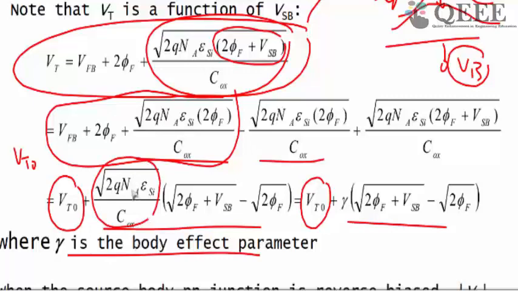This depends upon the substrate doping as well as COX. For example, if the substrate doping is very large, that means the sensitivity to the substrate bias is very large, and the same is true for COX. If you recall, COX is epsilon ox by T ox. So for thicker gate oxides, the substrate sensitivity is very large, and the sensitivity goes down if you scale the gate oxide thickness. So this is an issue if you are working with a deeply scaled MOSFET where the gate oxide thickness is very small.